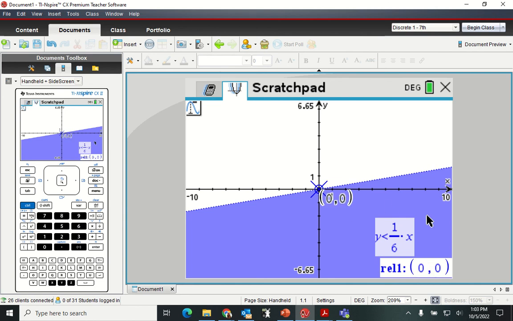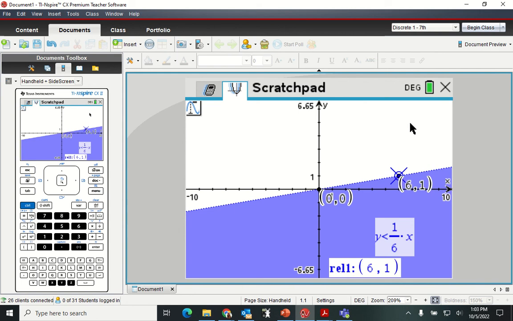0, 0, that's a good point. And now, let's see, does 1 work? No. 2? No. 3? No. 4? No. 5? No. 6? Yes. If you notice, I just kept going until I found an ordered pair that wasn't a decimal. So those are the 2 points I'm going to use to graph my line. 0, 0, 6, 1.